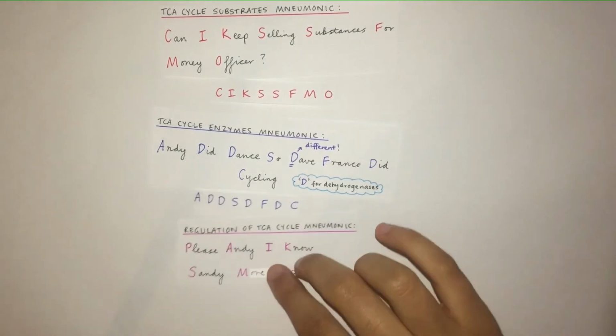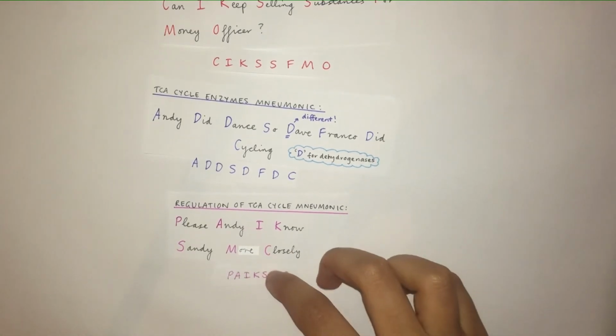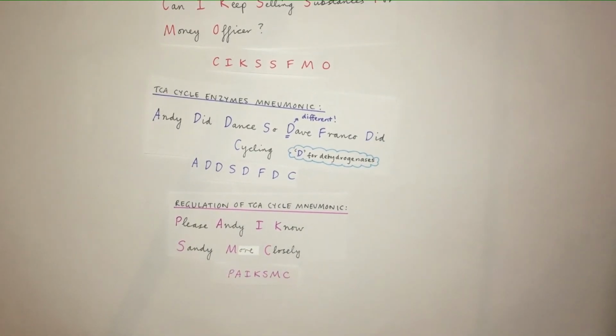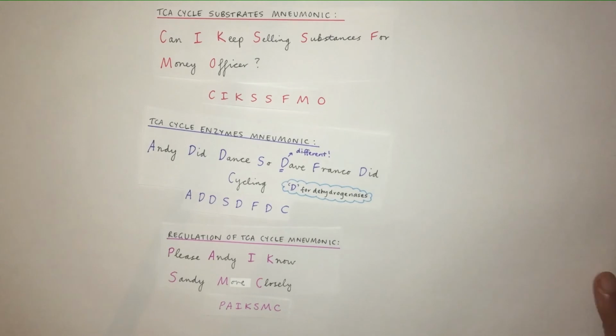So I also have a mnemonic for the regulation of the TCA cycle, and that's please Andy, I know Sandy more closely. And I just write the letters again. So P stands for pyruvate dehydrogenase complex, A stands for aconitase, I stands for isocitrate dehydrogenase, K stands for alpha-ketoglutarate dehydrogenase complex, S stands for succinate dehydrogenase, M stands for malate dehydrogenase, and C stands for citrate synthase. And once I know which enzymes are regulated, which is what this mnemonic helps me out with, then I can fill in what regulates them. And that just helps me personally to remember them. But I definitely recommend mnemonics to help you out.